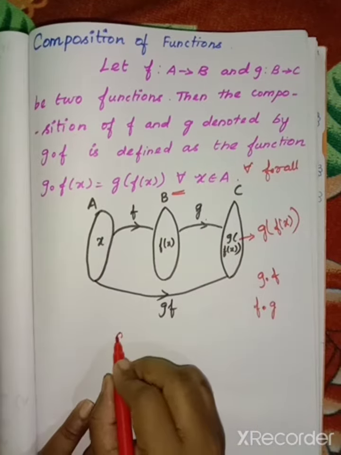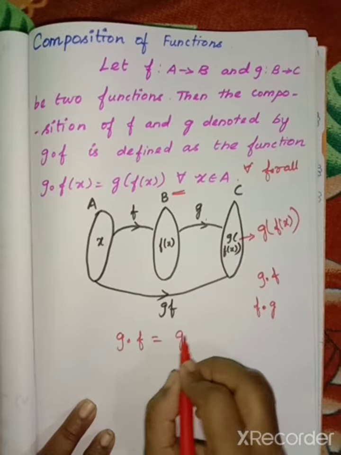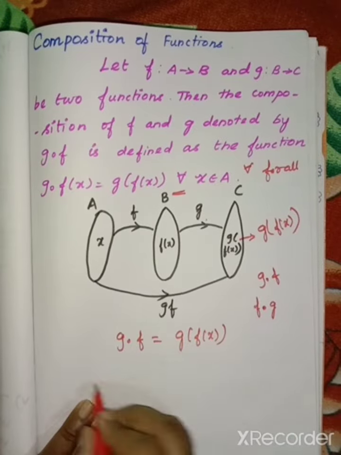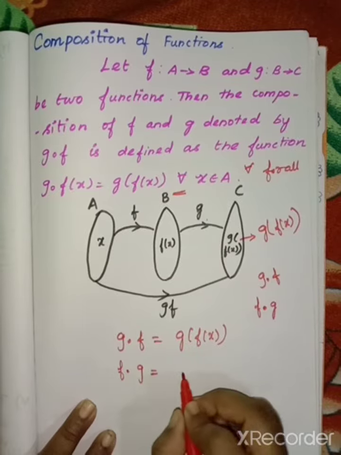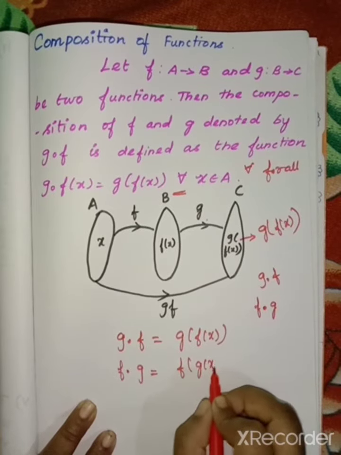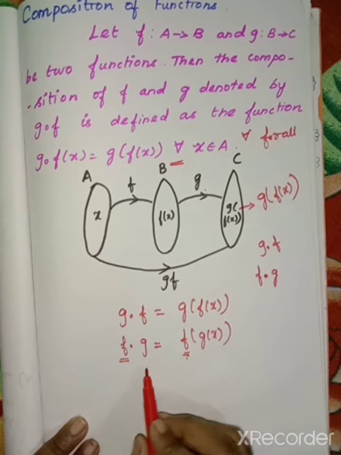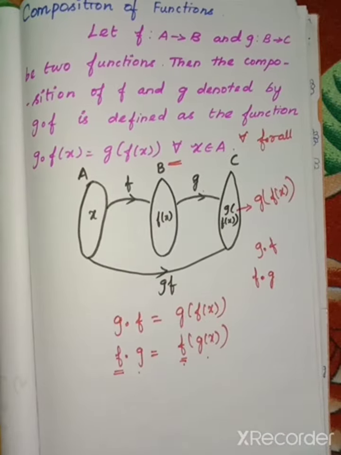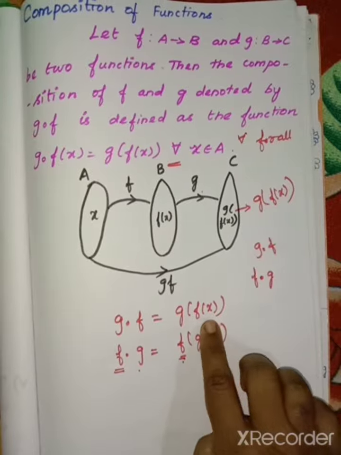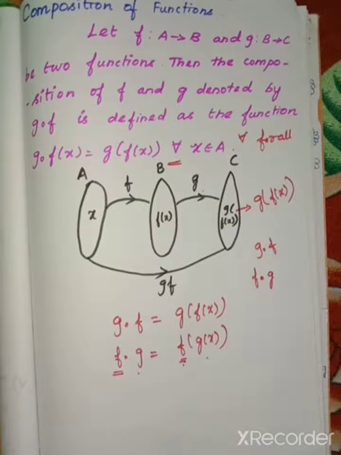So g of f is represented as g of f of x and f of g is represented as f of g of x. Which one is first? That is taken as the first one, then the second one as g of x. So first we have to solve with the x for the second one and then solve with the first one. Same procedure, how to substitute, everything will be the same procedure.